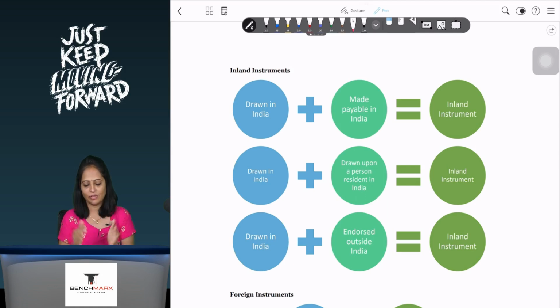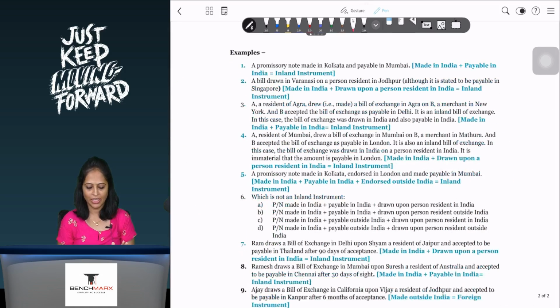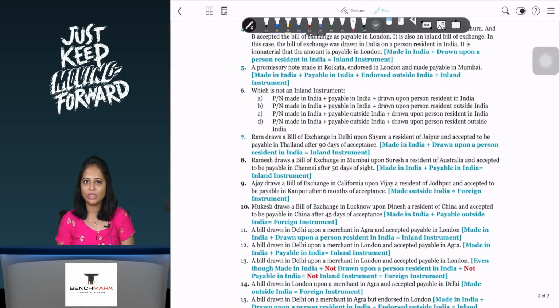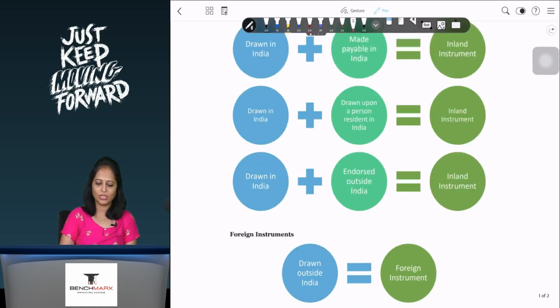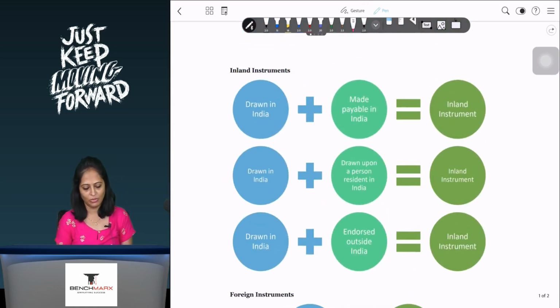So what we have done is simplified the inland and foreign instrument here, and this will help you understand whether an instrument is inland or foreign. Then we have certain examples, including the November 20 question, so that you have a crisp and clear idea. If I want to make the paper difficult for CA Foundation, this is certainly something I would put in. So let's start and understand the difference between inland and foreign instrument.